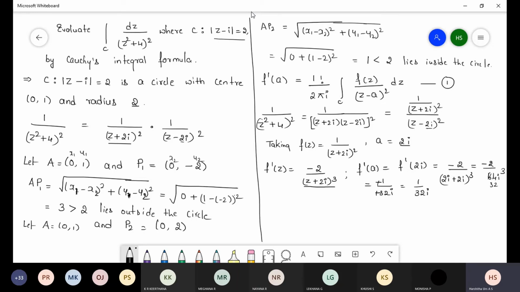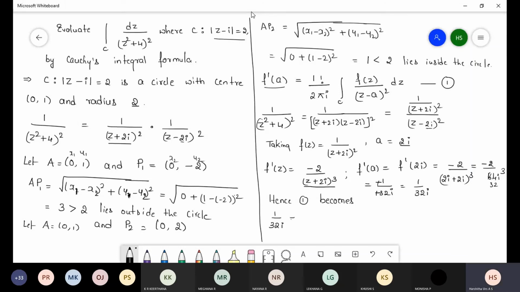Now here what we have to do is substitute 1 by 32i in equation 1. Hence equation 1 becomes: in the place of f dash of a, we have to write 1 by 32i, because f dash of a is equal to f dash of z.